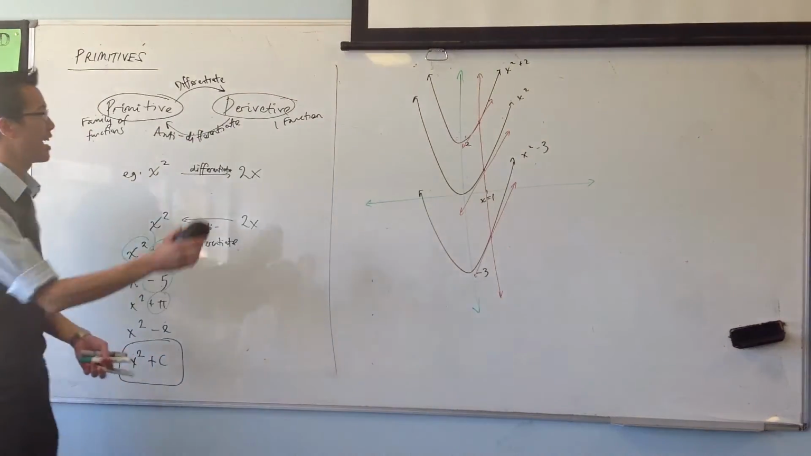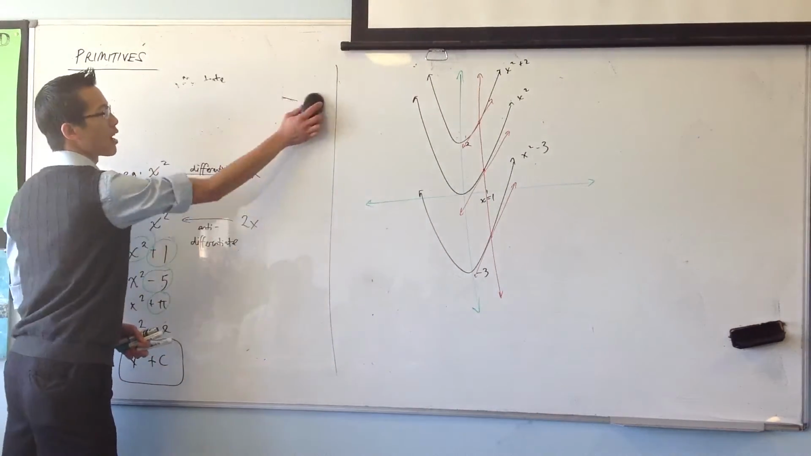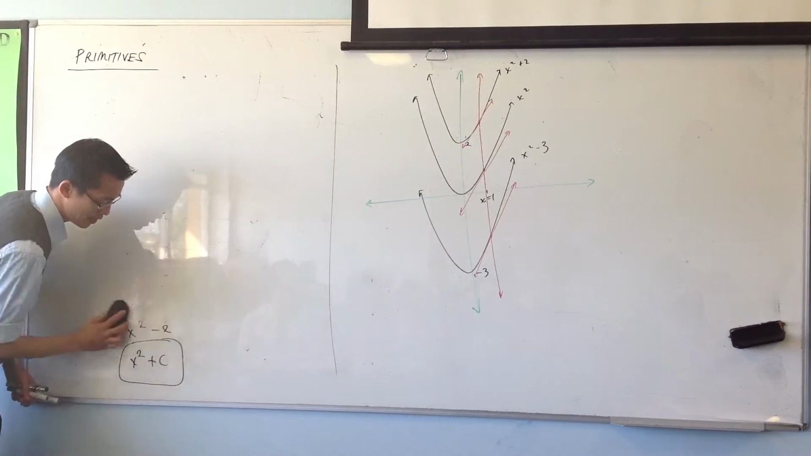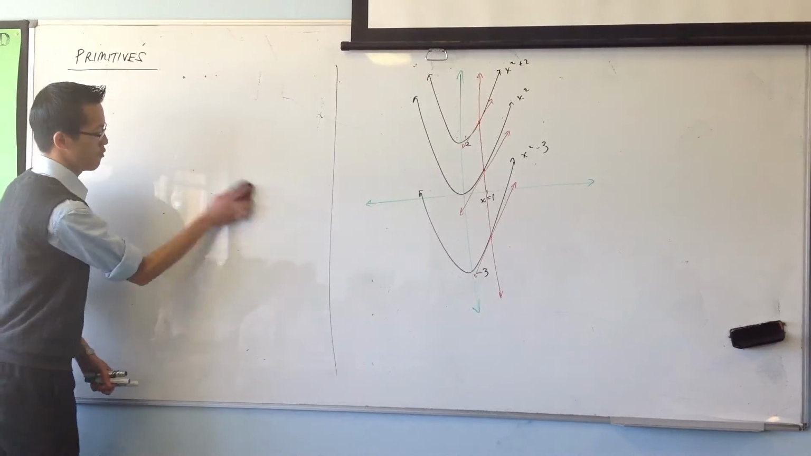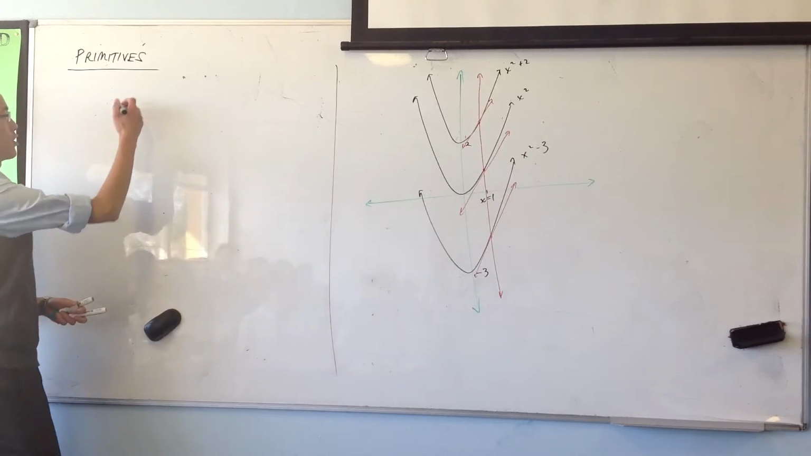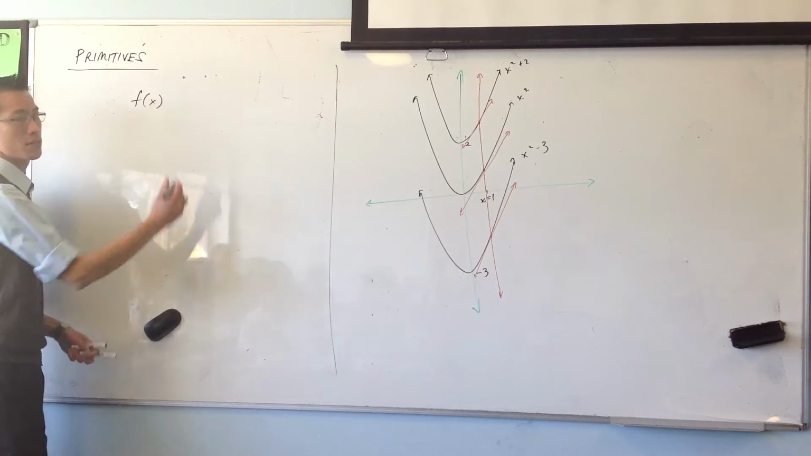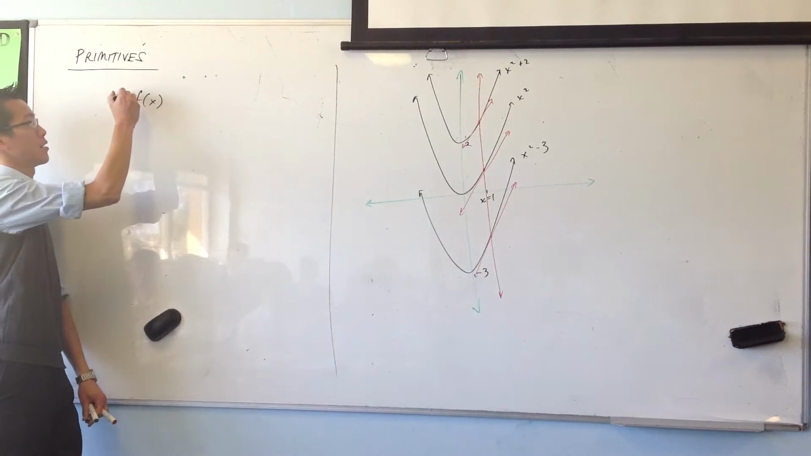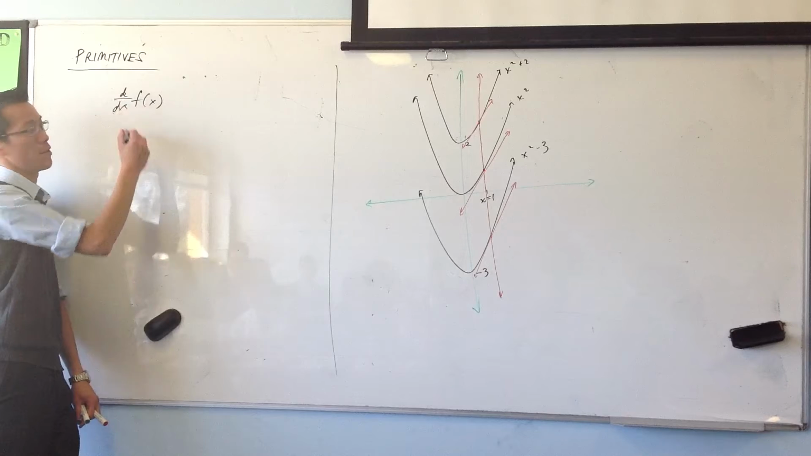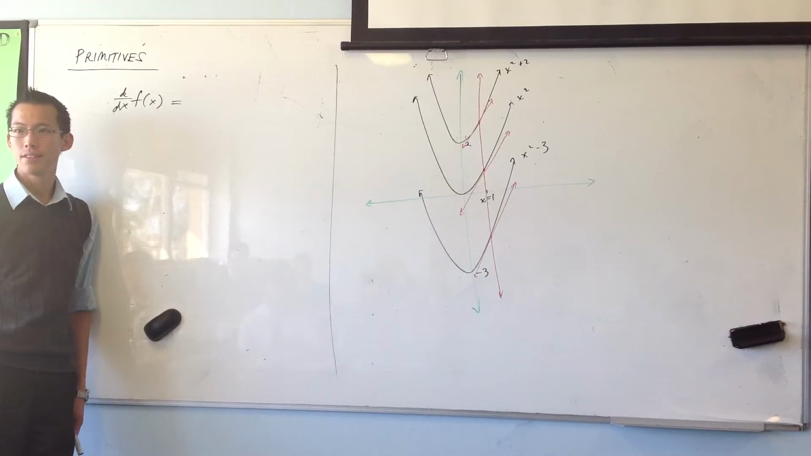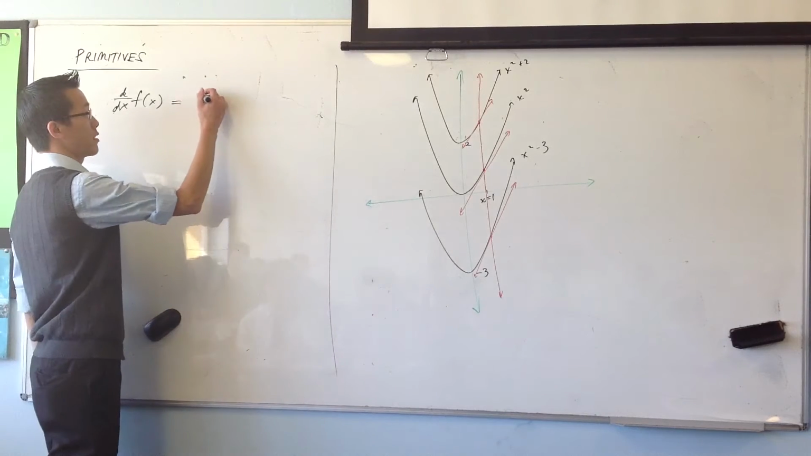Let's introduce a bit of notation to talk about this, because we've already got tons of notation to talk about derivatives, right? We don't have any to talk about primitives. So usually we would say, if you've got some function f of x, and if you were to differentiate it, take the derivative, what's our standard notation for that? F dash x, right?